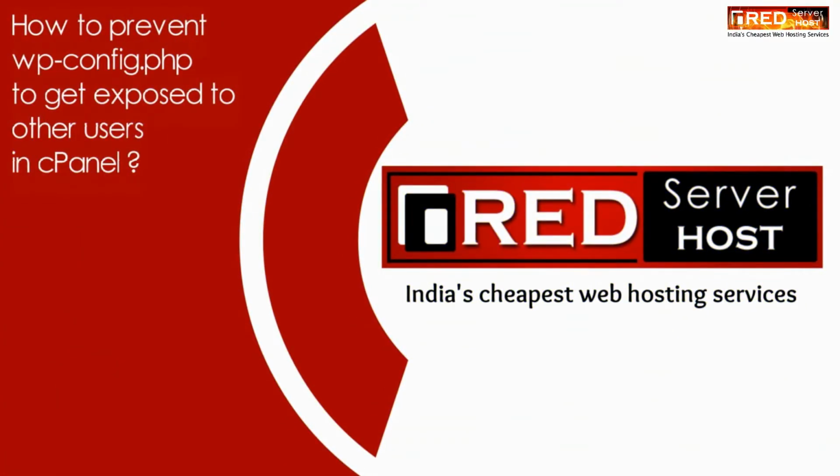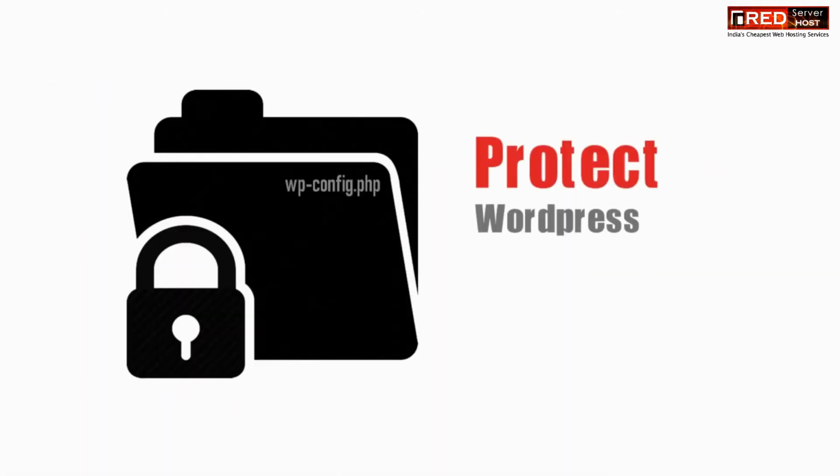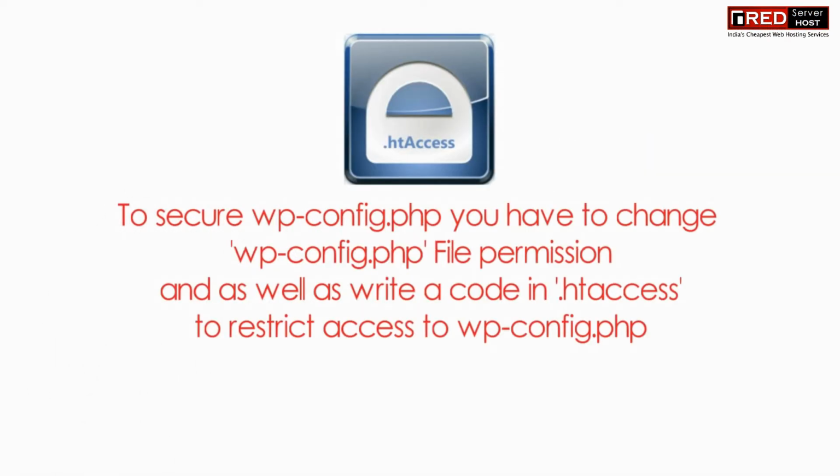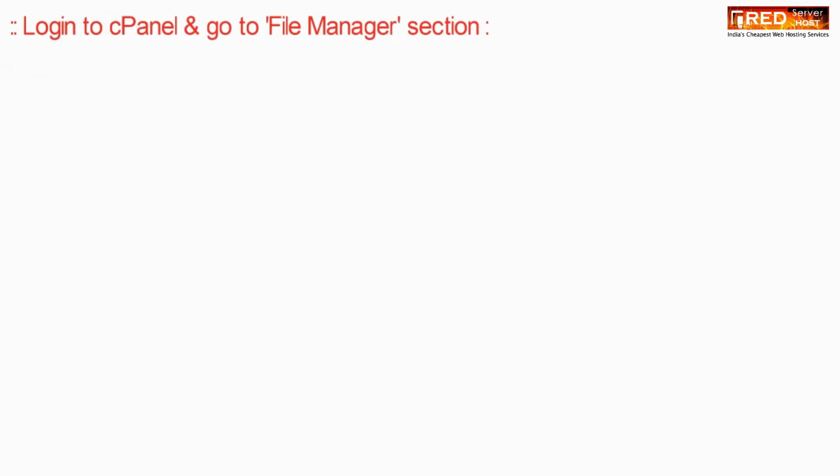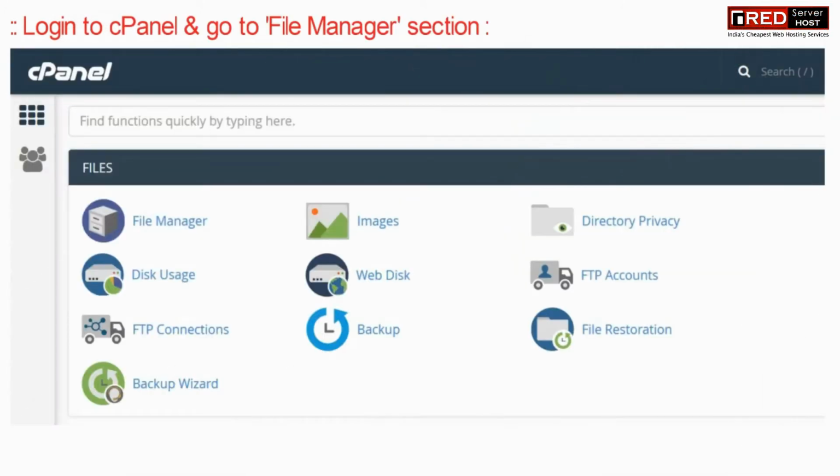Today in this video, we will learn how to prevent wp-config.php from getting exposed to other users in cPanel. In order to secure it, you have to change wp-config.php's file permission, as well as write a .htaccess code. For that, log into cPanel and reach the File Manager section.